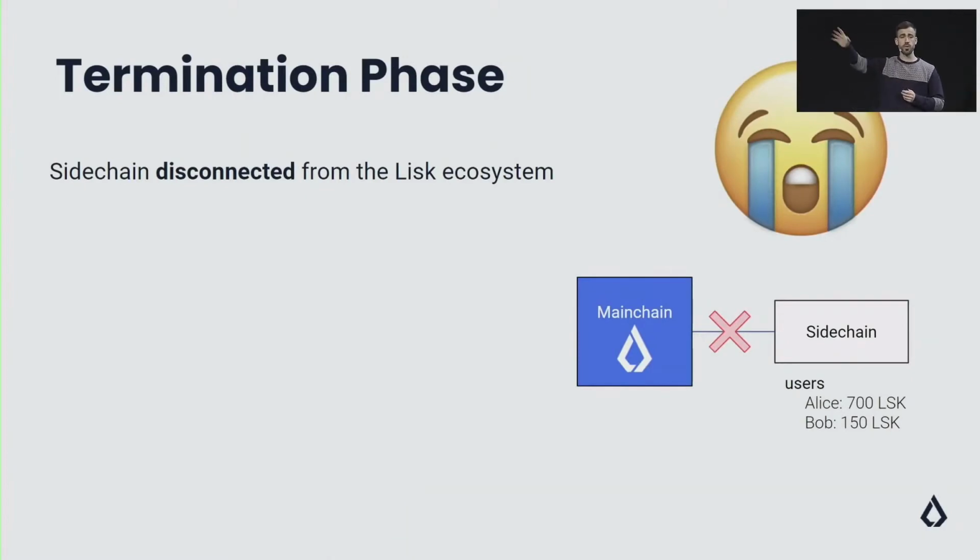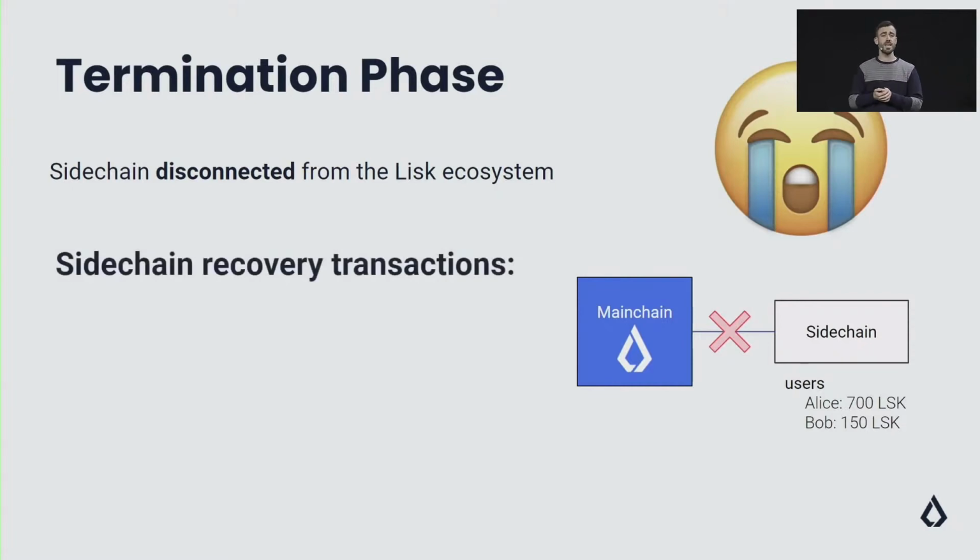I had some Lisk tokens, I had some NFTs, other tokens, and now what can I do? I cannot access them anymore because the connection is terminated. I cannot interact with the sidechain. Did I lose control of all these things that I had in the sidechain? For this situation, we have the sidechain recovery transactions.